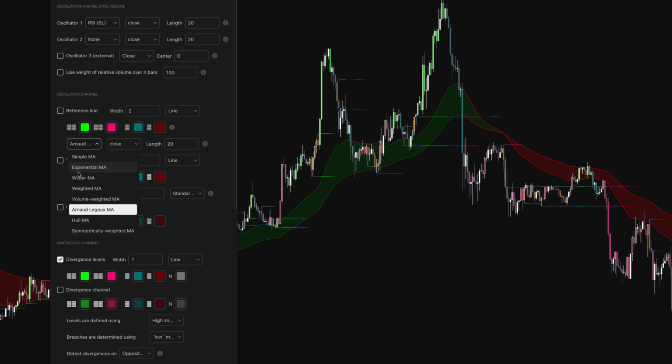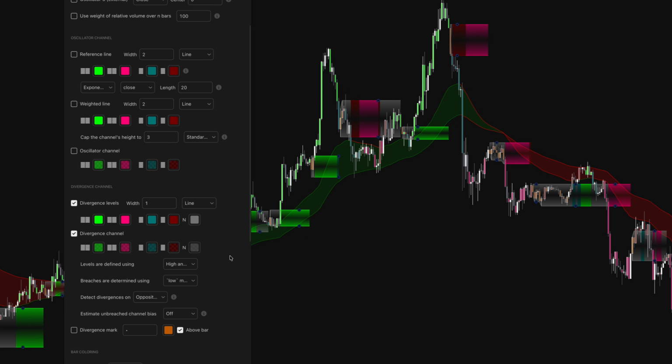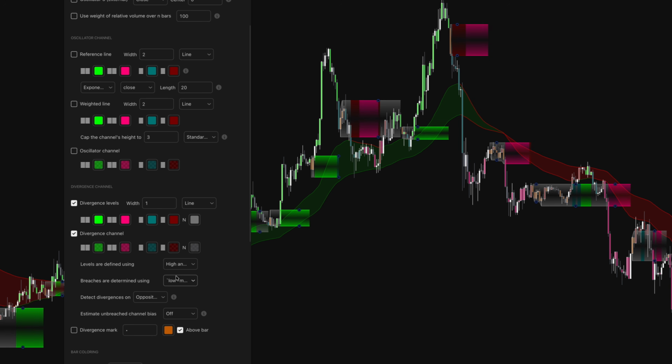Now for the OWC indicator, we'll set the reference line to exponential, which gives us smoother price responses, and will enable the divergence channel for better visibility of market state changes. Here in the divergence channel section, you can choose whether levels are defined using high and low, which will give you a slightly wider range, or open and close, which can get you into trades more often, but can also produce more noise. Since we have the ribbon as a buffer and trend filter, we'll go with the open and close option to capture more opportunities.